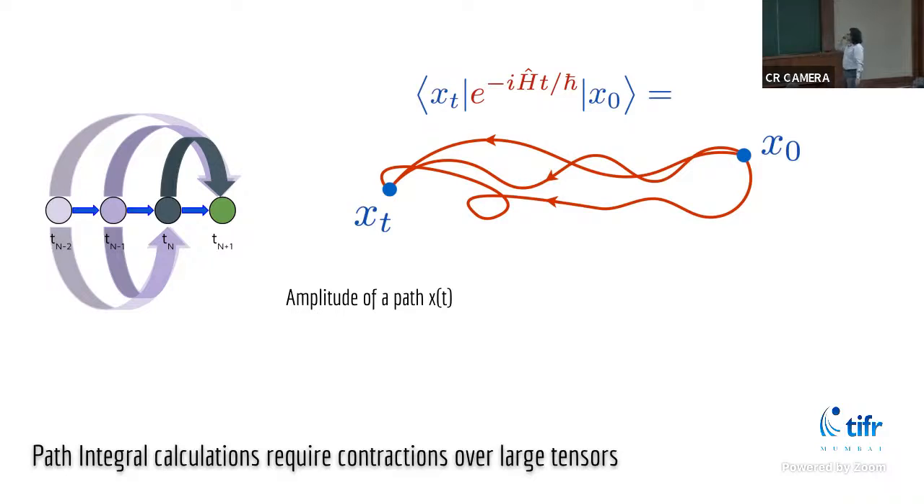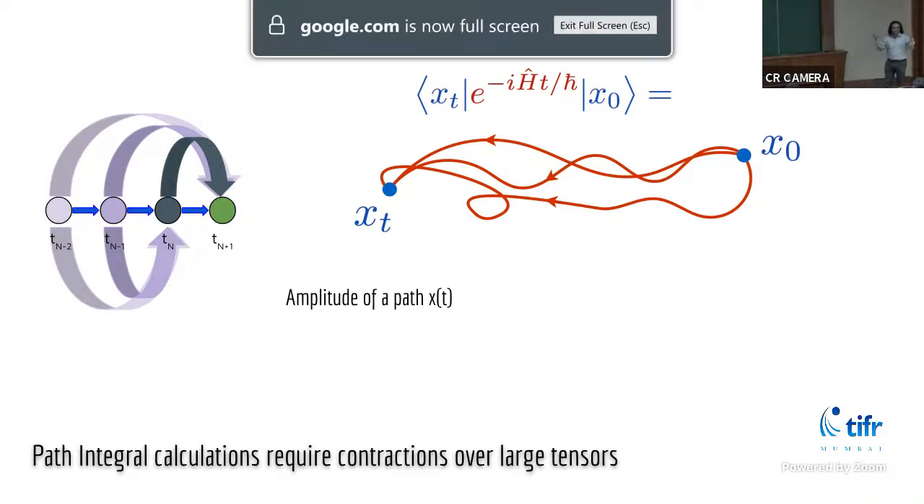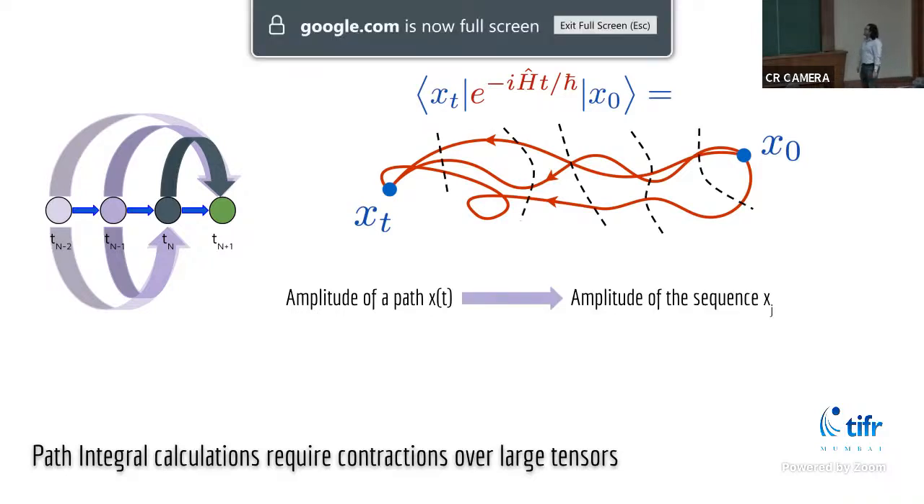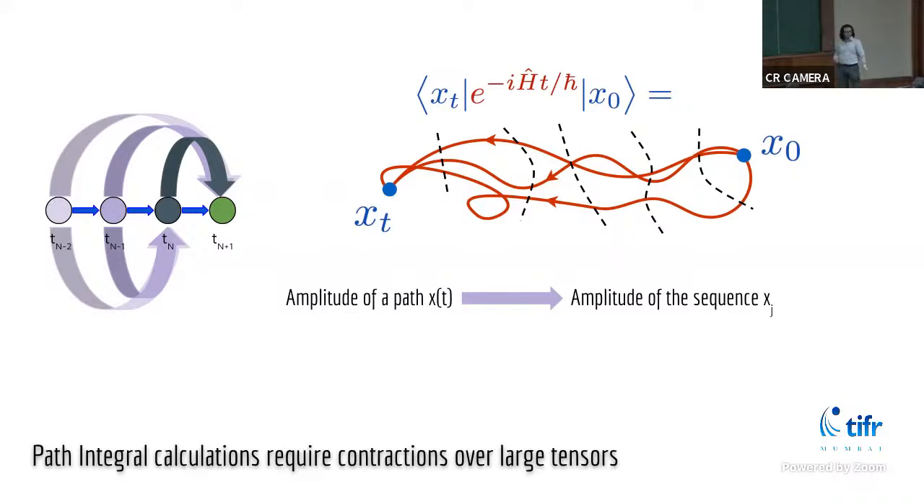So when we talk about the amplitude of a path, x of t as a function does not exist. What happens is you are actually thinking of discretizing these paths at various different time points, and these dashed black lines are those discretized points. And effectively, a path then becomes a sequence x sub j. And you're talking about the amplitude of such a sequence.